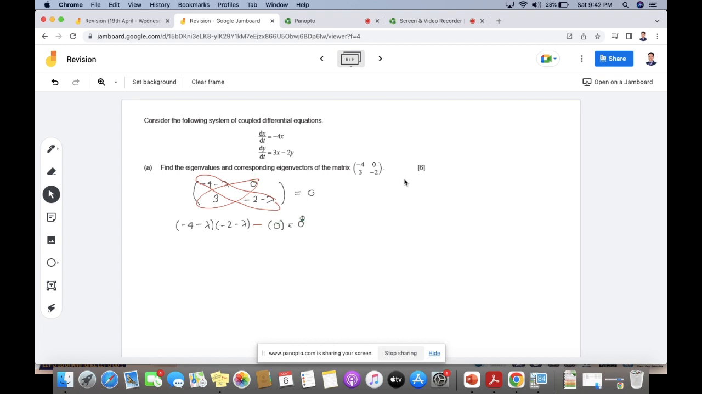So this now becomes, if we try to solve this, 8 plus 2 lambda plus 4 lambda plus lambda squared equal to 0. Simplifying it, we now have lambda squared plus 6 lambda plus 8 equal to 0. Applying factorization, this is equal to lambda plus 2 times lambda plus 4 equal to 0. Solving this, lambda plus 2 equal to 0, therefore our first eigenvalue is equal to negative 2.